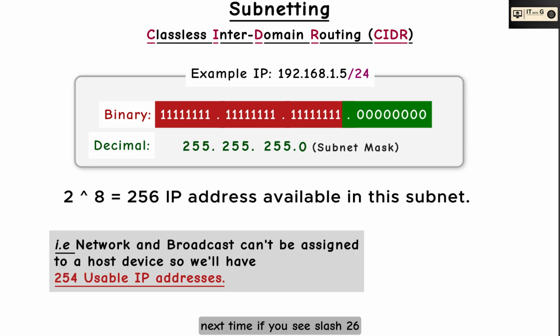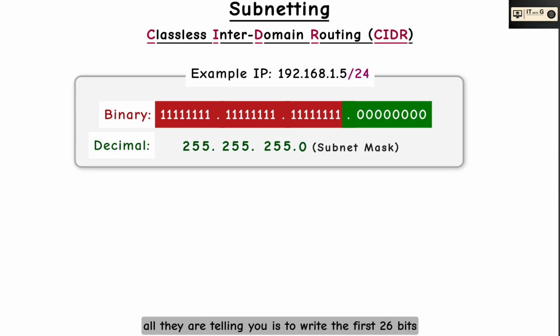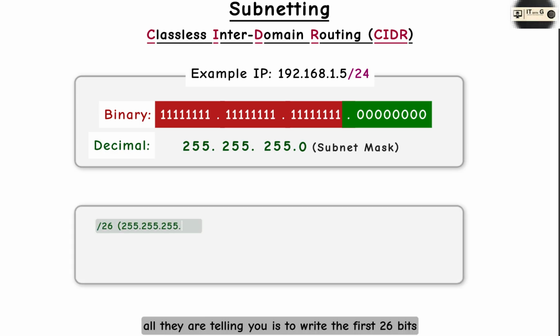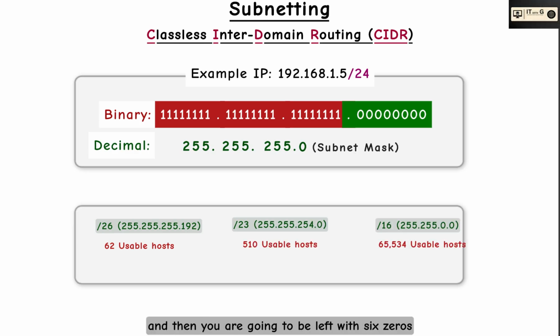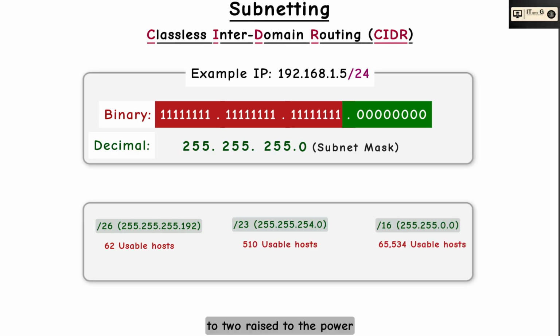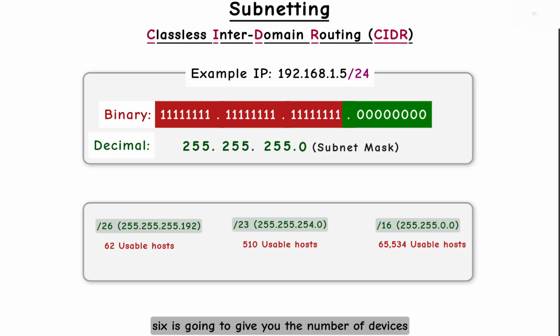So now that you get the concept, you could apply this to any number you see next time. If you see /26, all they are telling you is to write the first 26 bits of the subnet mask as ones, and then you are going to be left with 6 zeros. So 2 raised to the power 6 is going to give you the number of devices the network can contain. So when we go on, we are going to realize that the number after the slash is the size indicator.